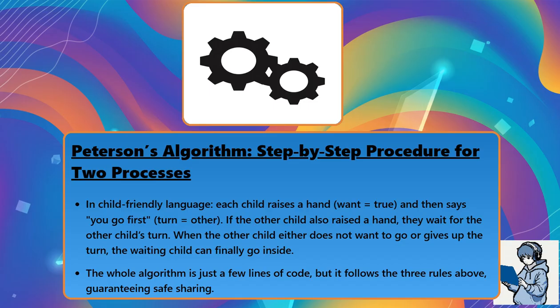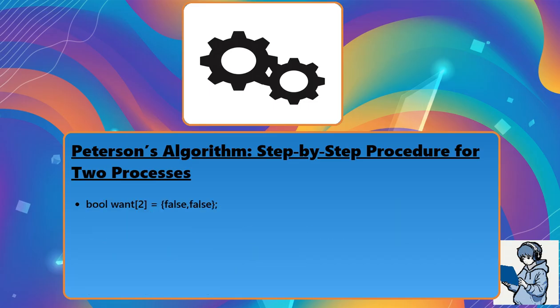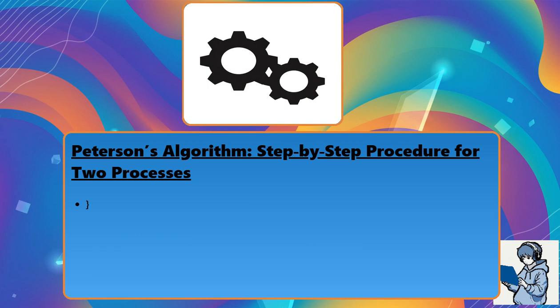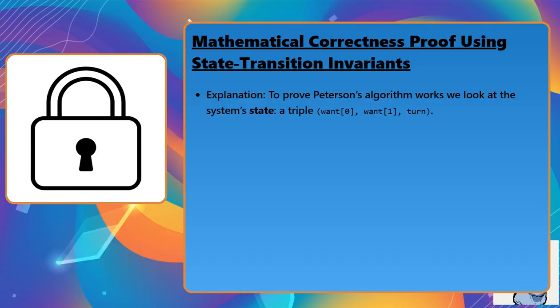One array want of two elements equals false, false. Turn is an integer. Define lock function taking integer i. Set j equals 1 minus i. want[i] equals true. Turn equals j. While want[j] and turn equals j, busy wait, do nothing. Now in critical section. End of lock function. Define unlock function taking integer i: set want[i] equals false. End of unlock function.